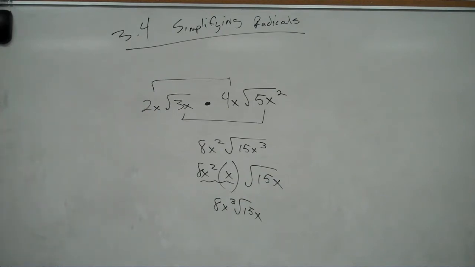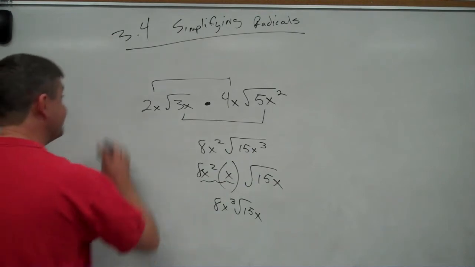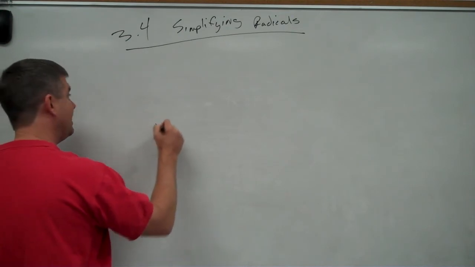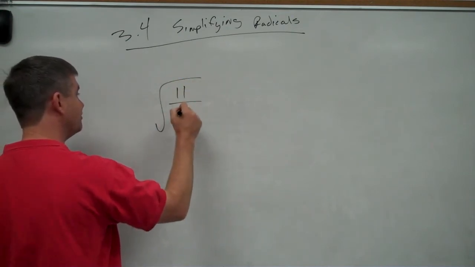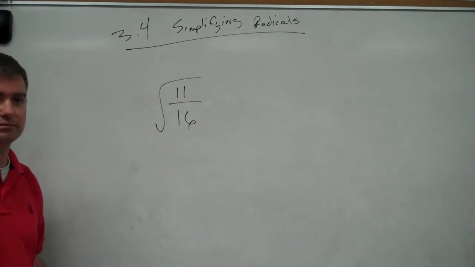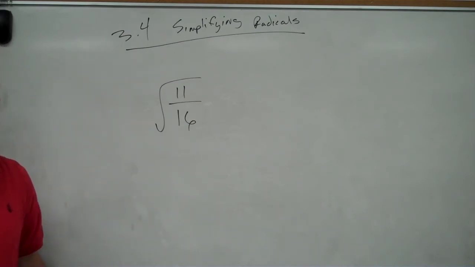All right, I think we pretty much covered simplification and multiplication. Let's talk about division. What if I have the square root of 11 over, say, 16? What's your first step? Simplify? Nope. Then you can simplify the fraction.